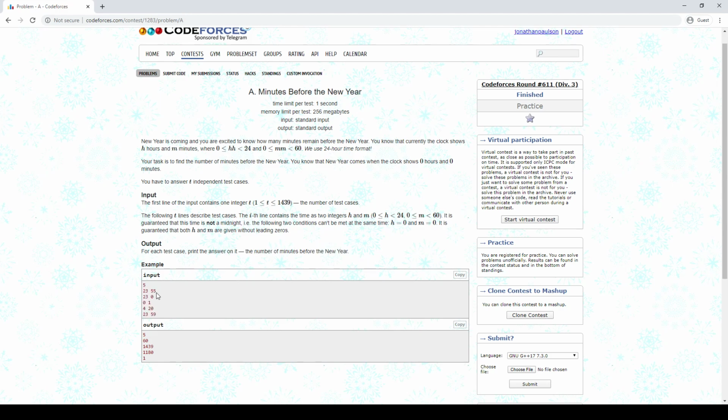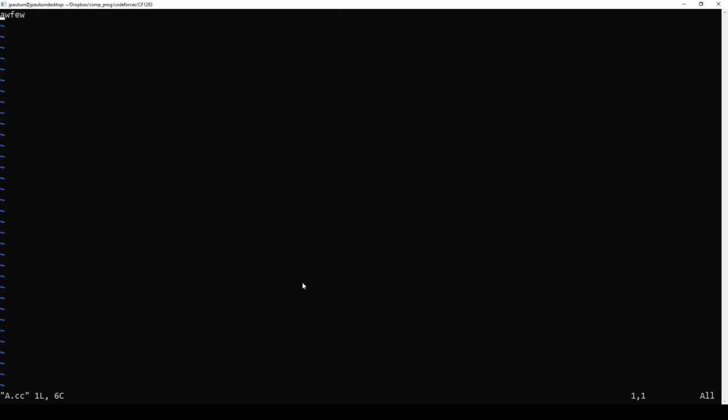For each test case, read hours and minutes, and then the answer is going to be 60 minus the number of minutes, right? Because you need to roll over to the next hour. And then, what is it? 23 minus hours times 60? Because you're going to get 1 extra hour from rolling over the number of minutes. And then you need to make up the rest, however many more hours there are until 24. That's why it's 23 minus instead of 24 minus, and there's 60 minutes in an hour. Okay, so that seems fine. I'm going to do it in C++.